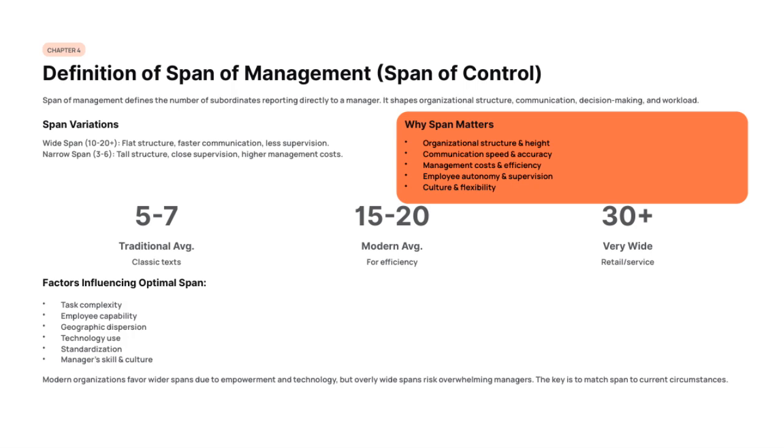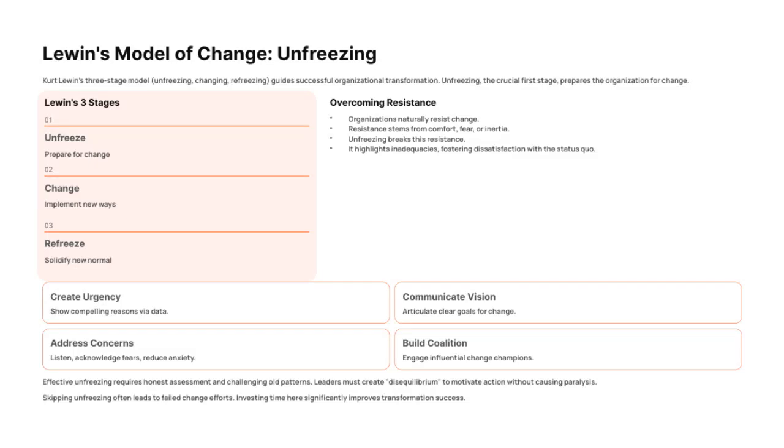It shapes organizational structure, influences communication flow, decision-making processes, and workload distribution. Understanding and choosing the right span is crucial for creating an effective, adaptable organization. Skipping unfreezing often leads to failed change efforts.